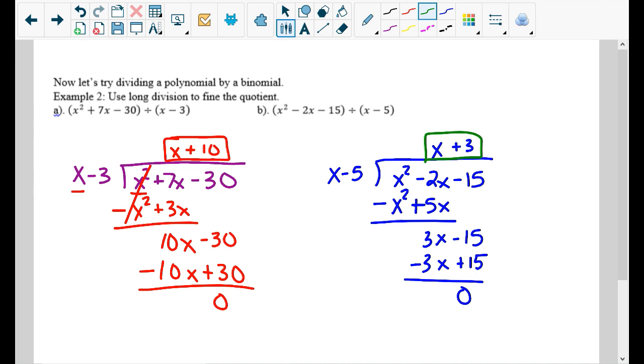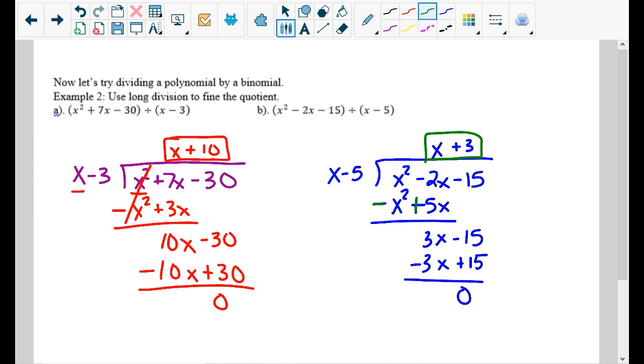So you can see here, x goes into x squared x times, so x times x gives me x squared, so that's what I multiplied by. X times negative 5 is the negative 5x, and then again we subtract, so that turns that negative 5x into a positive, so we combine those then. X squareds cancel, negative 2x plus 5x gives me 3x, bring down the negative 15.